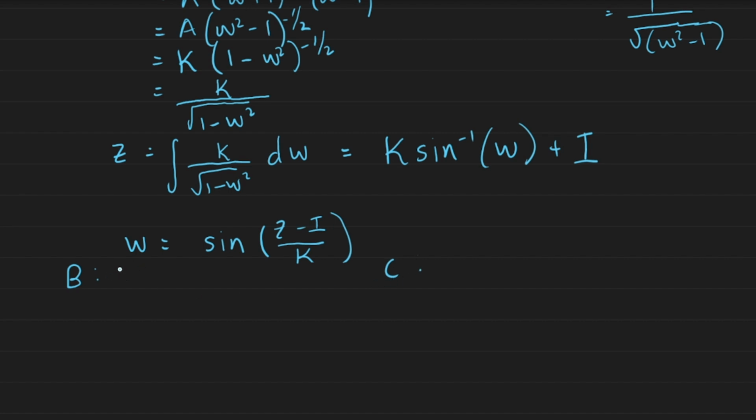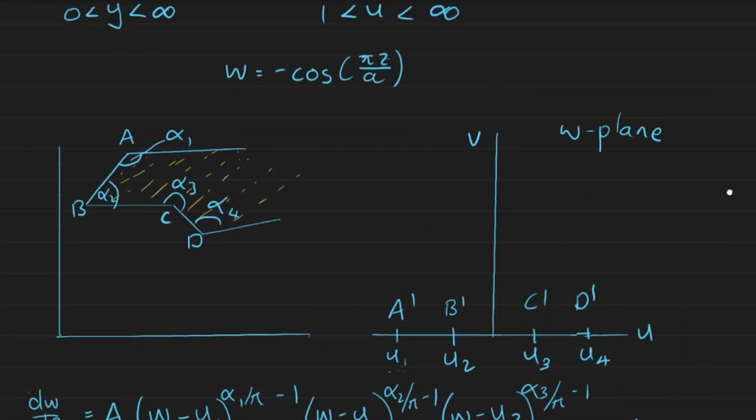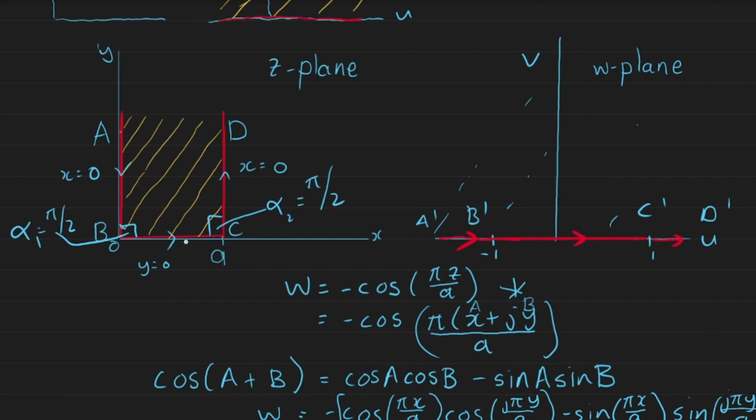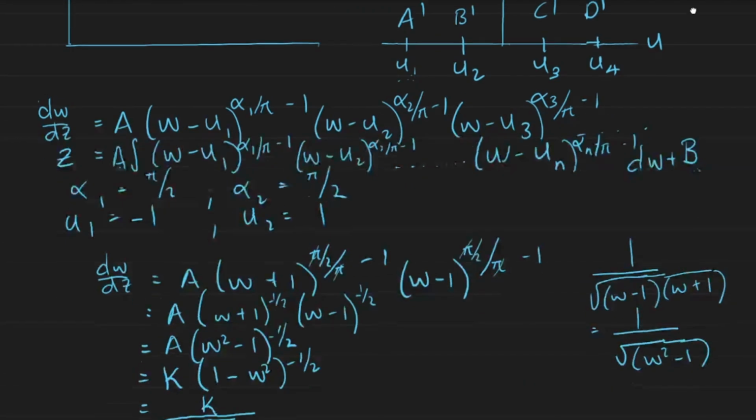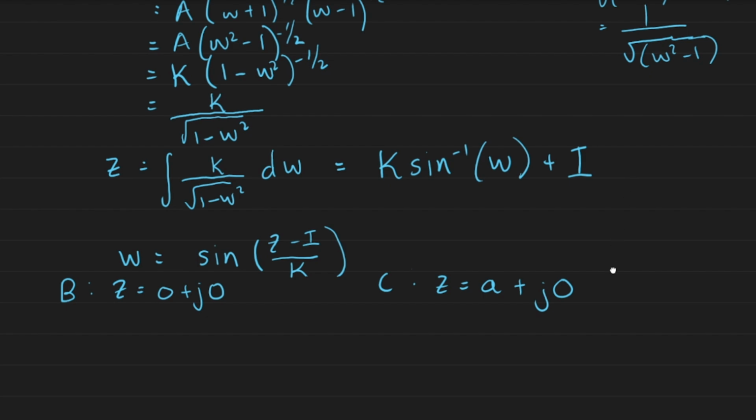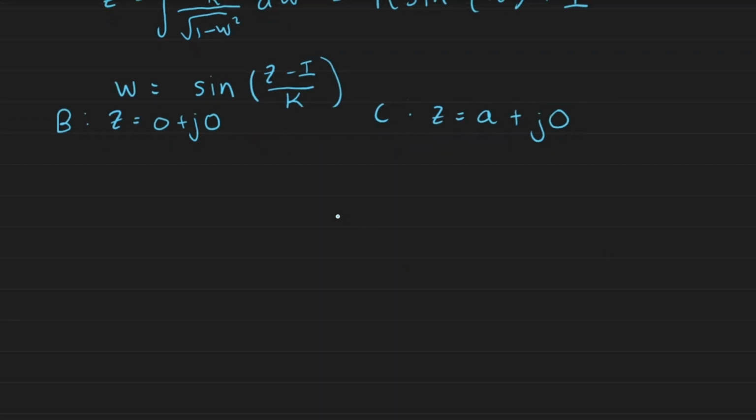So at B, we had z is equal to 0 plus j0. And at C, we had z is equal to a plus j0. So let's just remind ourselves. So here we're talking about B and we're talking about C. So B was just the origin, that's why we had 0, 0. And at A, we have real axis a and no y value. So if we go back down, so we can proceed in this manner.